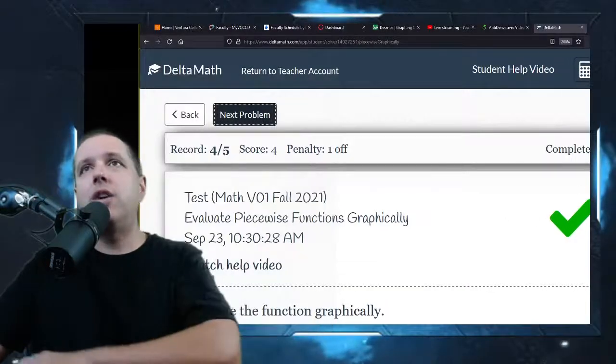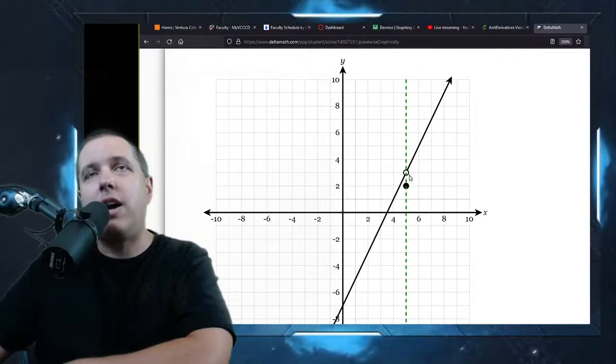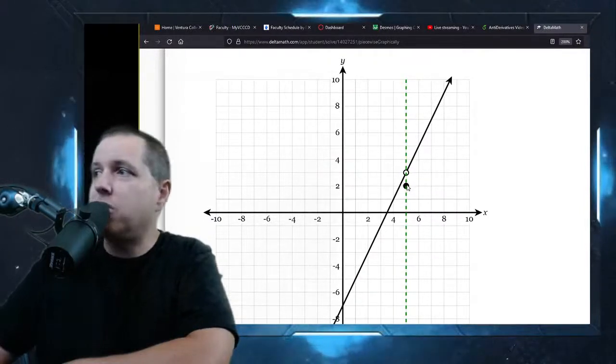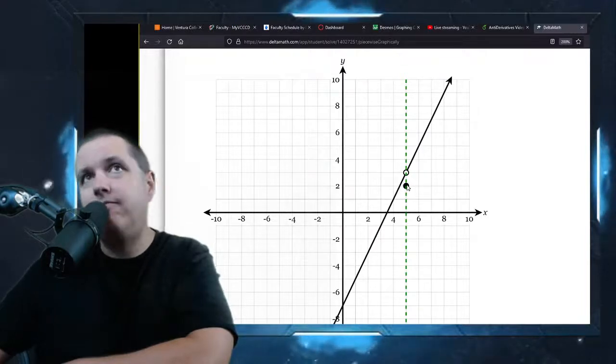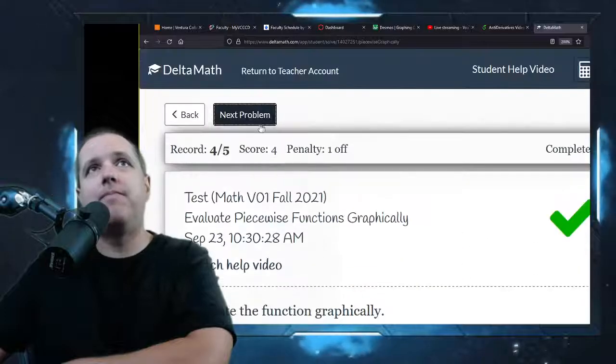And then it goes, yeah, good, you got that, right? Because we looked at it. Notice right here, it's ignoring the hollow dot, and it's paying attention. It's respecting the filled in dot. Right? So that's what you do when it's right at that kind of point.